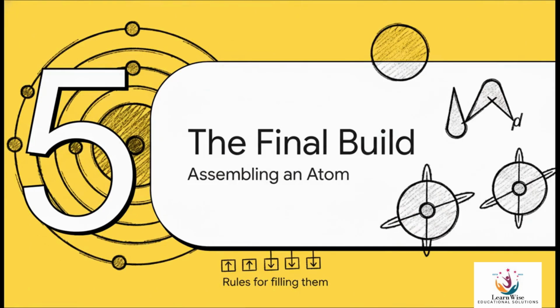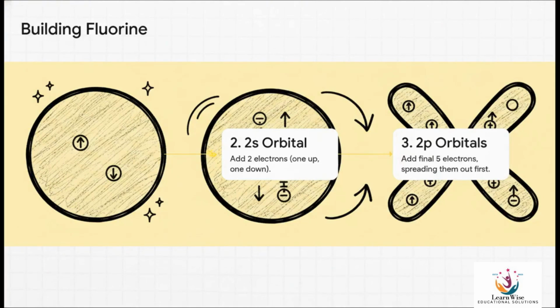Okay, we have the address system, we have the orbital shapes, and now we have the rules for filling them. So let's put it all together. Let's build a real atom from scratch. We're going to build fluorine, which has 9 electrons. So, following our rules, the first 2 electrons go into the lowest energy spot, the 1s orbital, 1 spin up, 1 down. The next 2 fill the 2s orbital, so that's 4 electrons down.